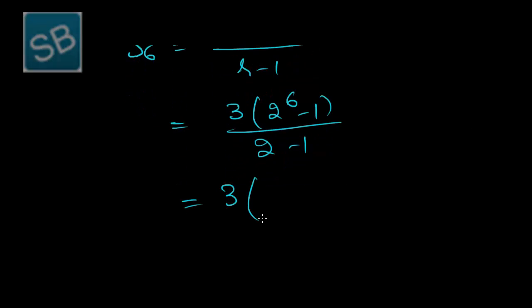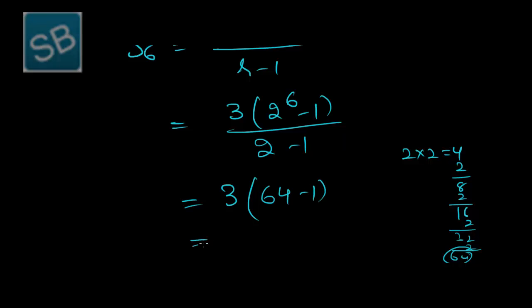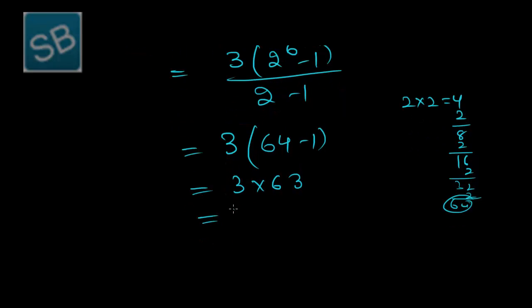So we get 3 into 2 raised to power 6 minus 1 over 1. 2 into 2 is 4, 4 into 2 is 8, 8 into 2 is 16, 16 into 2 is 32, 32 into 2 is 64. We get 64 minus 1. So we get 3 into 63, that gives 189. So the sum of 6 terms is 189.